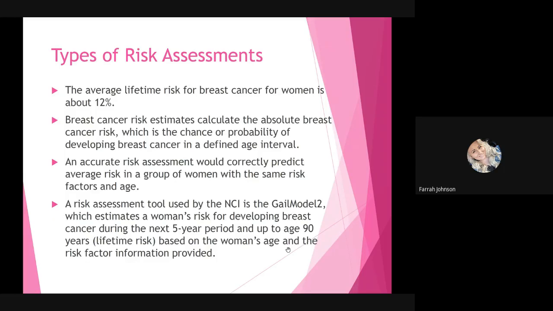So, types of risk assessments. The average lifetime risk for breast cancer for women is about 12%. Breast cancer risk estimates calculate the absolute breast cancer risk, which is the chance or probability of developing breast cancer in a defined age interval. An accurate risk assessment would correctly predict average risk in a group of women with the same risk factors and age. One of the risk assessment tools used by the NCI is the Gail Model 2, which estimates a woman's risk for developing breast cancer during the next 5-year period and up to age 90 years lifetime risk based on the woman's age and the risk factor information provided.